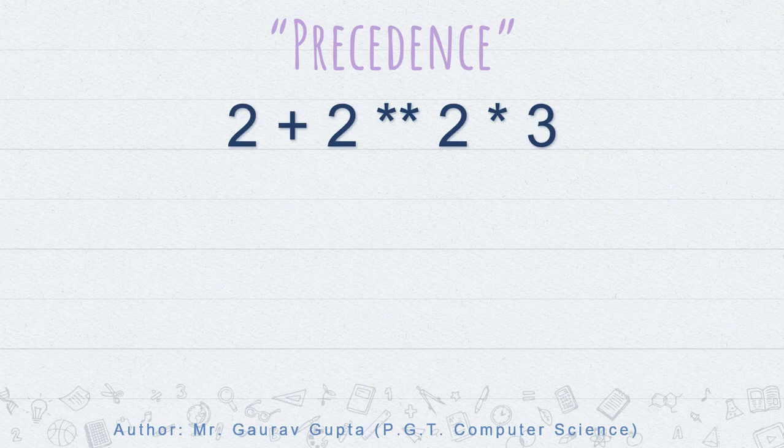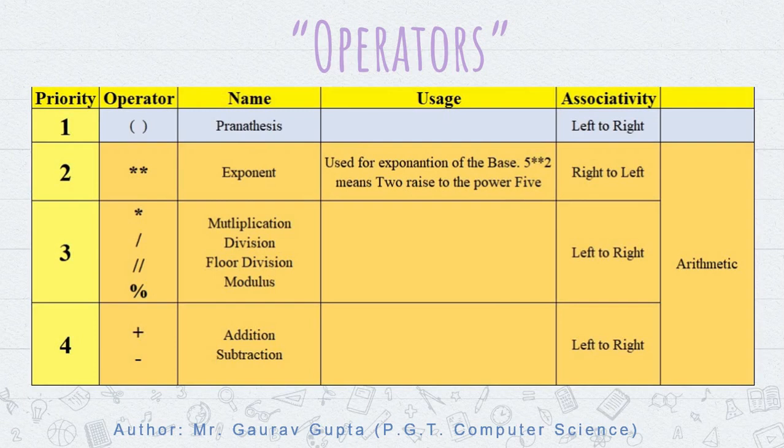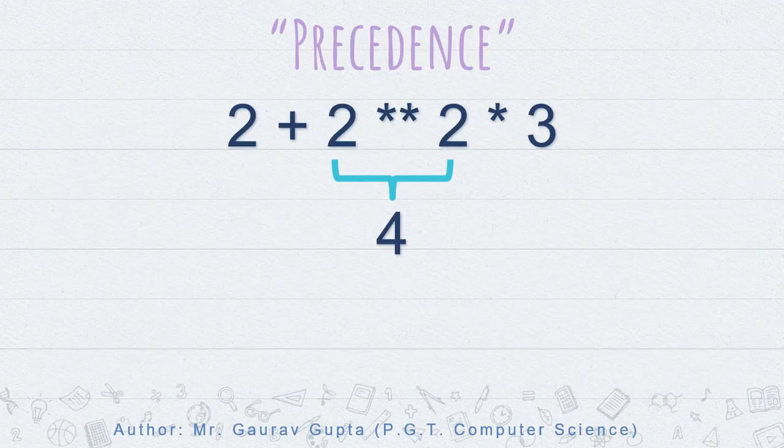Let's solve this expression to understand the concept of precedence. In this example, we have exponent, multiplication and addition. If we see our operator table, then exponent have higher priority, so we will solve it first and we will get 4. And now our expression will become 2 plus 4 into 3.